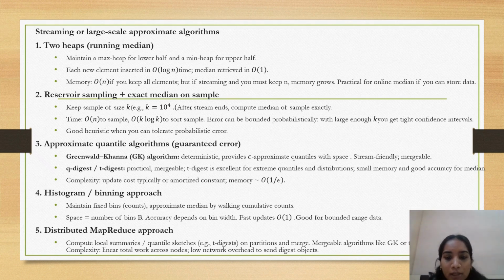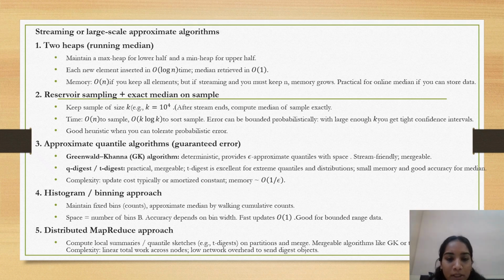For very large streams, we can randomly sample a subset of elements using reservoir sampling. We compute the exact median on the sample, and the sample size k is, for example, 10,000. Cost is O(n) to sample plus O(k log k) to sort, and the accuracy is probabilistic, that is, a larger k improves confidence. This is a heuristic approach when small probabilistic error is acceptable.